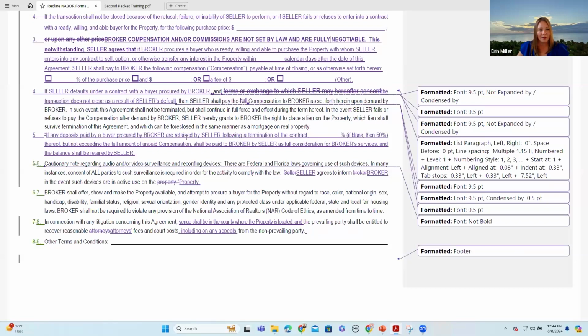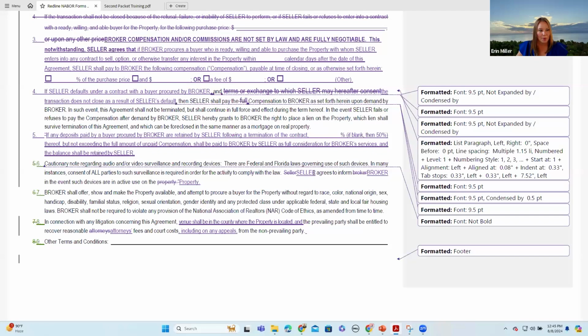Paragraph 5: if any deposits paid by a buyer procured by broker are retained by the seller following a termination of the contract, then blank percentage, and if blank, then 50% of that deposit amount, but not exceeding the full amount of unpaid compensation, will be paid to the broker by seller as full consideration for the broker services, and the balance will be retained by the seller. So again, this is in the event of perhaps a buyer defaulting, and the seller gets to keep the buyer's deposit, for example. There's a retained deposits clause that allows a portion of that deposit amount to be paid to the broker as consideration for broker services.